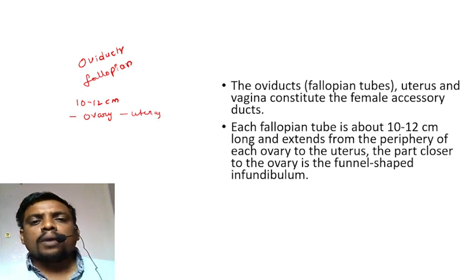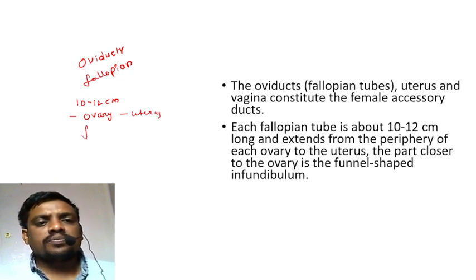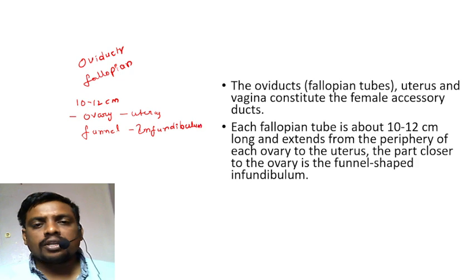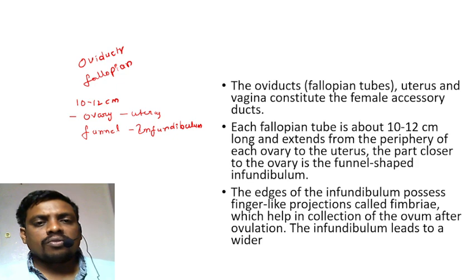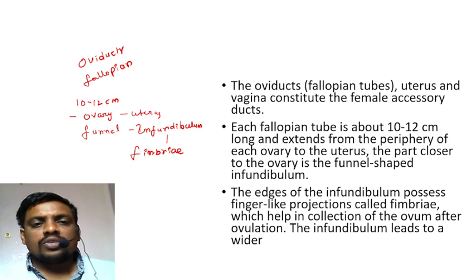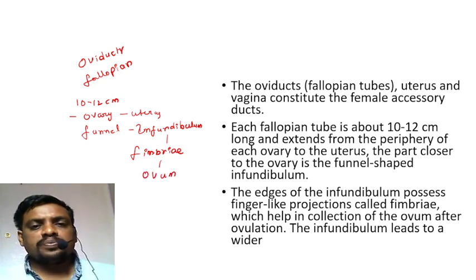The part closer to the ovary is funnel shaped, which is scientifically called infundibulum. Here, the edges of the infundibulum possess finger-like structures. These finger-like projections are called fimbriae, which help in the collection of the ovum after ovulation.